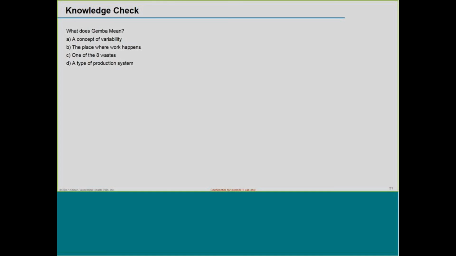We'll do a quick knowledge check here. What does Gemba mean? A, is it a concept of variability? B, the place work happens. C, one of the 8 wastes. Or D, a type of production system. The answer was B. Again, the meaning of Gemba is the place work happens. It's all designed to get us out of our chairs and go observe the process that we are trying to improve.